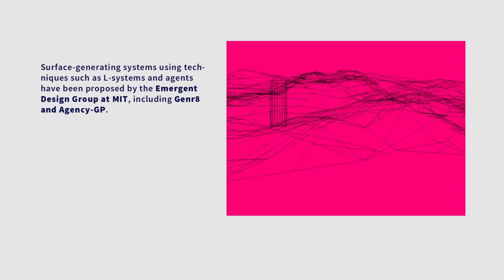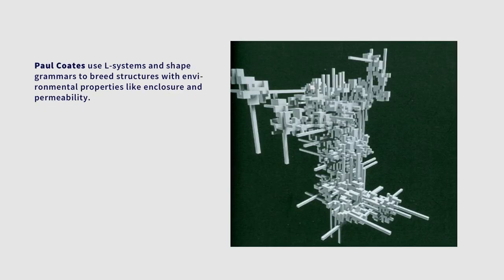The power of genetic programming also resides in its potential for abstraction. One can search a space of spaces by not simply encoding the forms, but grammatical rules or L systems or shape grammars, which we studied earlier. Several interesting surface-generating systems using techniques such as L systems and agents have been proposed by the Emergent Design Group at MIT, including GenR8 and Agency GP. Paul Coates has used L systems and shape grammars to breed structures using fitness functions based on performance. The fitness function measured the structure's response to environmental conditions such as light and wind, or structural properties like enclosure and permeability.